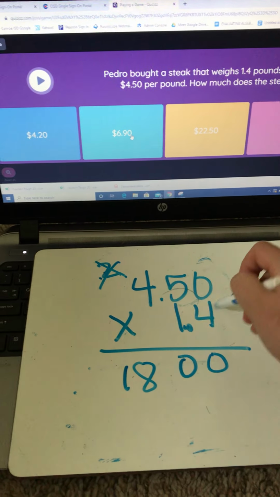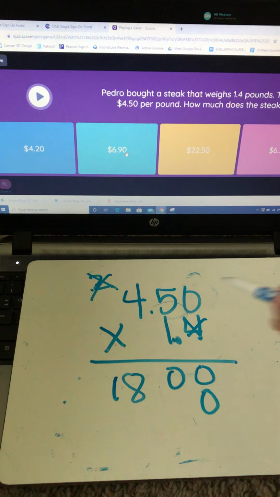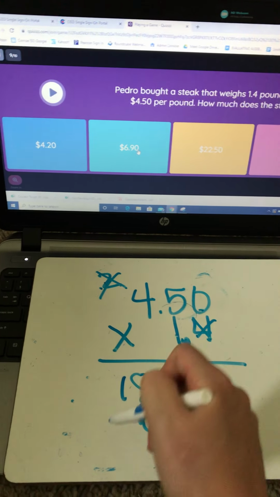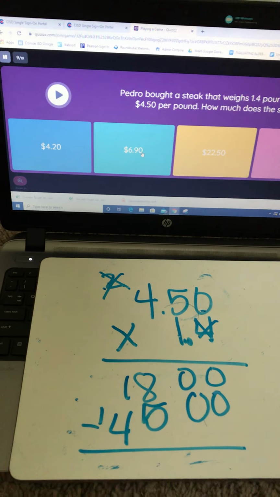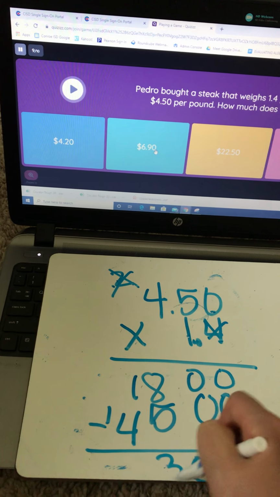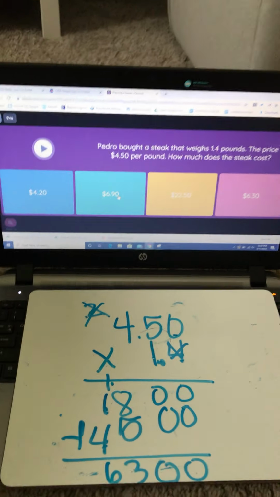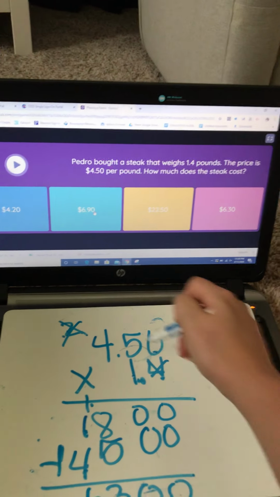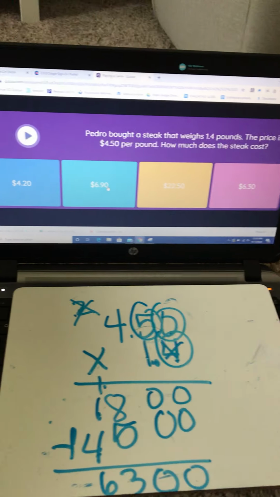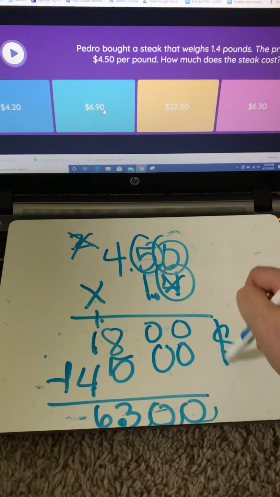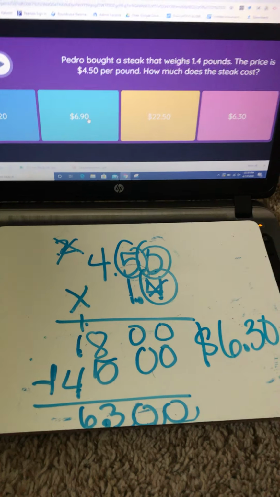Done with my 2, done with my 4. Add a 0. 1 times 0 is 0. 1 times 5 is 5. And 1 times 4 is 4. Add my partial products. 4, 5, 6. Now I have to remember 1, 2, 3 digits behind my decimal. So 1, 2, 3 in my product. That gives me $6.30.